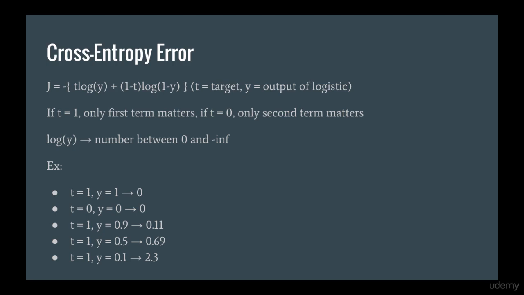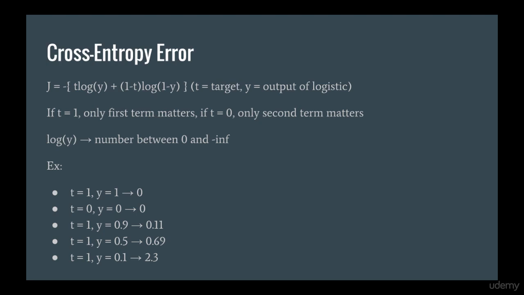Alright, so let's try some examples. Let's say the target is 1 and y is 1. Then we get 1 times 0, which is 0. So if we're correct, the error is 0. That's great. Notice that if the target is 0 and y is 0, we get the same thing.